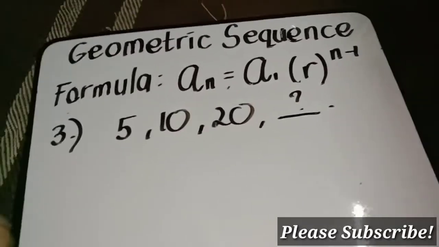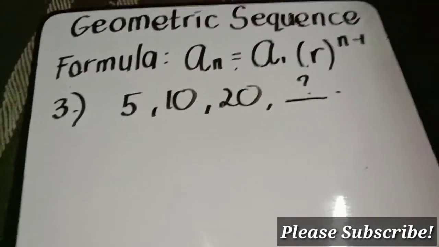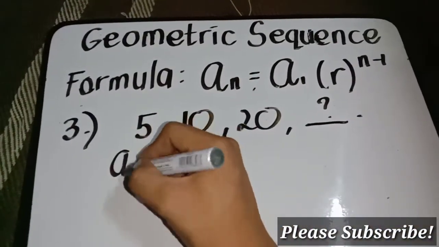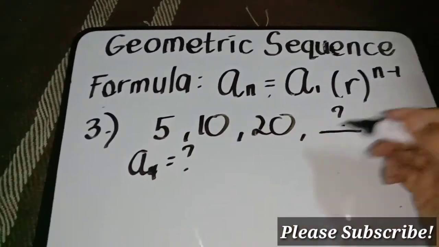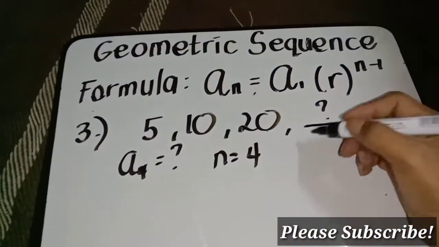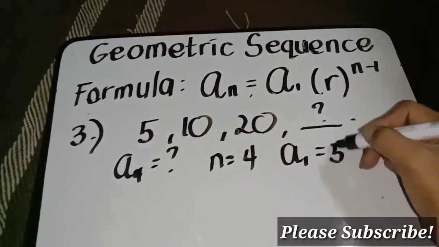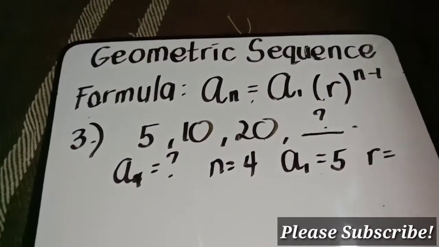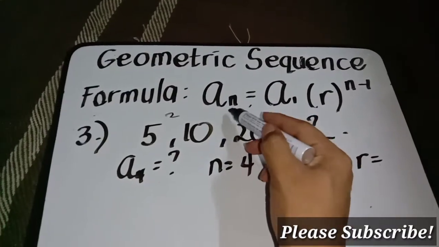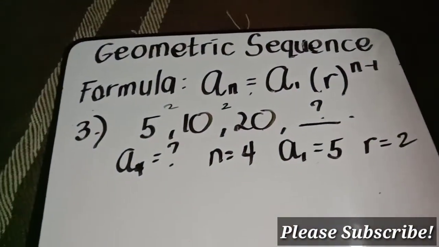Okay, so our last example, so given pa rin geometric sequence 5, 10, and then 20. So we're looking for the fourth term. What is the value of fourth term? So n natin is 4 kasi 1, 2, 3, 4. Fourth term. So a sub 1 natin is 5. And then how about our common ratio? So 10 divided by 5 is 2. 20 divided by 10 is 2. And then our common ratio is 2.